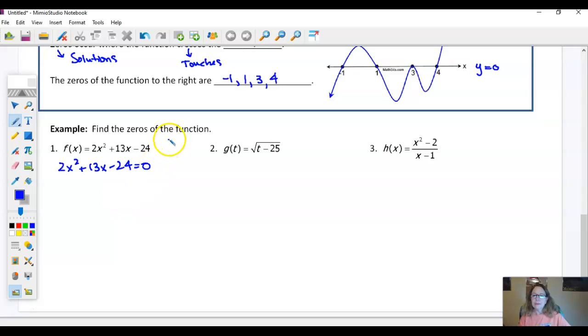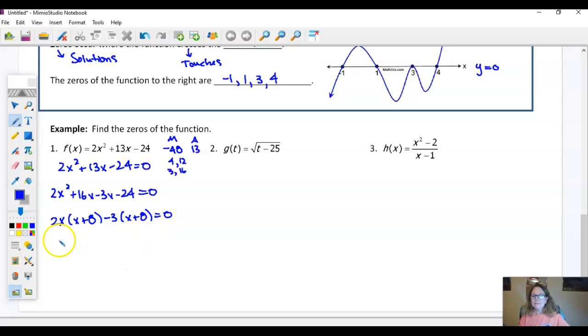Oh, this isn't a happy one. Okay, so we want to multiply to get a negative 48. We want to add to get 13. Well, I'm thinking 4 and 12. Nope. How about 3 and 16? There it is. Okay, 2x squared plus 16x minus 3x minus 24 equals 0. 2x times x plus 8 minus 3 times x plus 8 is equal to 0. 2x minus 3 and x plus 8. Oh, it works out perfect, doesn't it? Because my parentheses matched. X would equal 3 halves. X is a negative 8. So those would be considered our zeros.